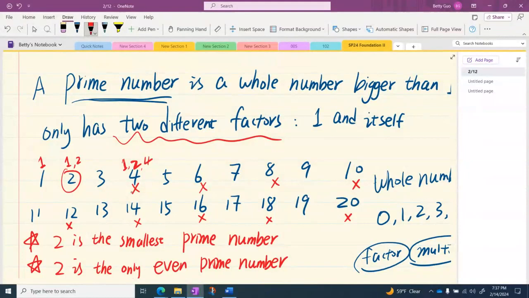Same with 6. Besides 1 and itself, it has a third factor. Of course, 3 is also a factor, but at least it has the third factor too. Because all other even numbers besides 2 have a third factor, which is 2, that makes all other even numbers composite, not prime. Am I clear about that, guys? Yes. Okay, what about 3?